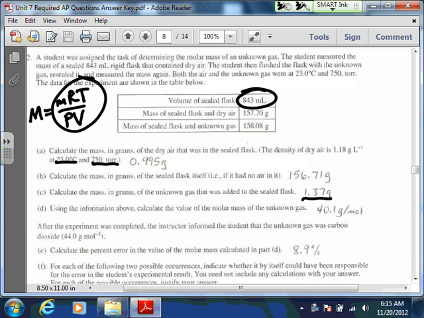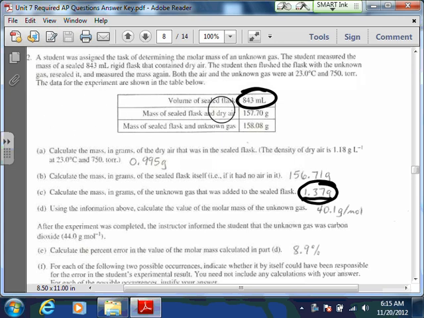You could use PV equals nRT on this as well. And once you find the number of moles, then you could take the grams divided by the moles. That would also give you the molar mass. But this, M equals mRT over PV, is probably the easiest way to find that one. Okay.